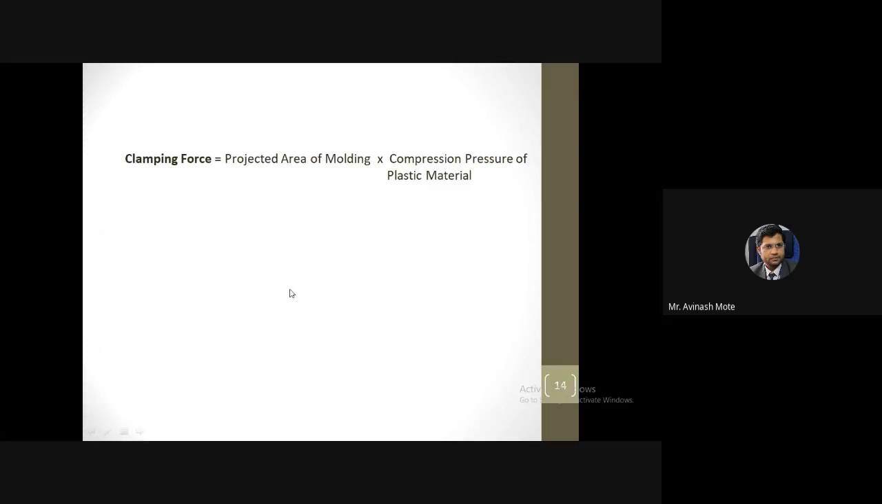Calculation part is very easy. We are putting the force over the projected area. So the projected area of molding multiplied by compression pressure. We are not putting the pressure on the cavities, we are putting the pressure only on the projected area, only on the effective area. So clamping force, keep it in mind, these formulas are required. Clamping force is nothing but the compression pressure applied over the projected area. So multiplication of projected area into compression pressure is the clamping force.